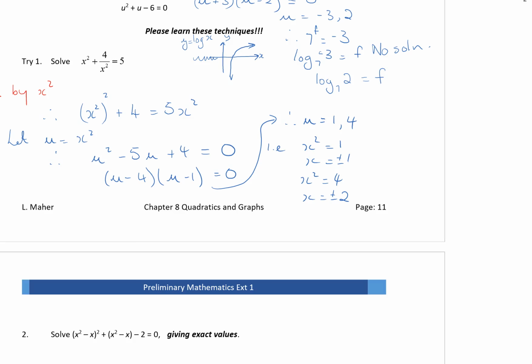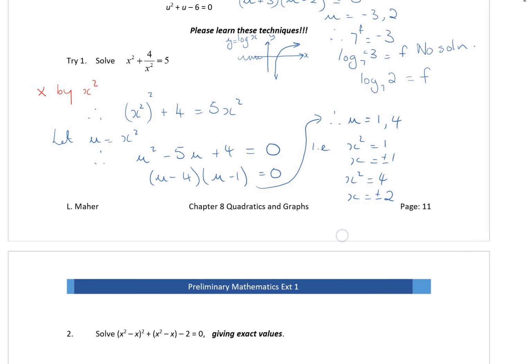In this first example, you can see that we've got an x squared in the denominator. So like I said in the previous video, when you've got a variable in the denominator, you multiply by the variable. So we're going to multiply by x squared. Now, you'll notice here that rather than calling it x to the fourth, because I'm squaring that, I actually wrote it as this term squared plus 4 plus 5 times x squared.